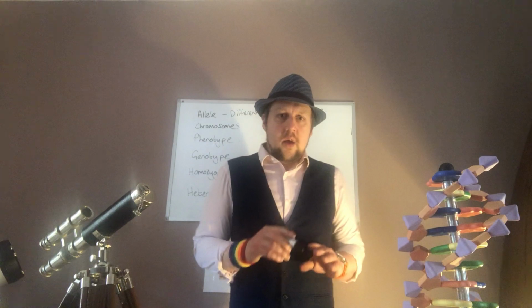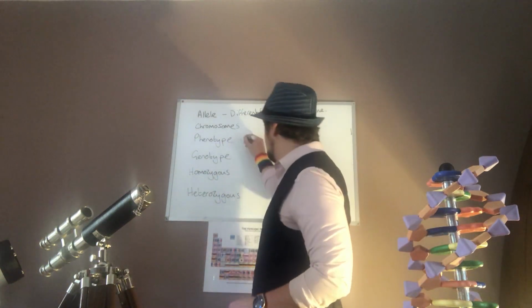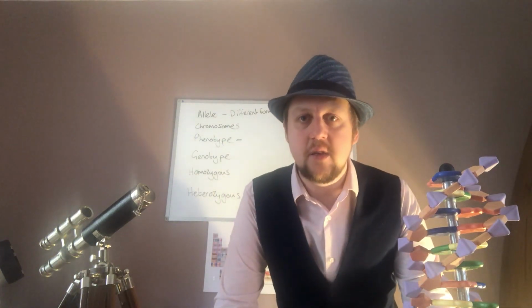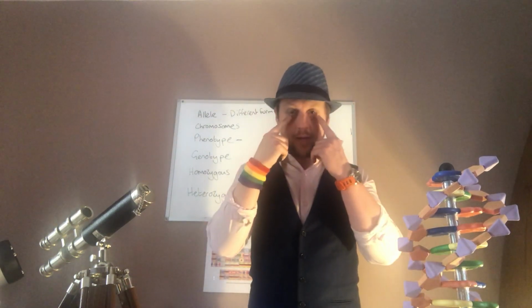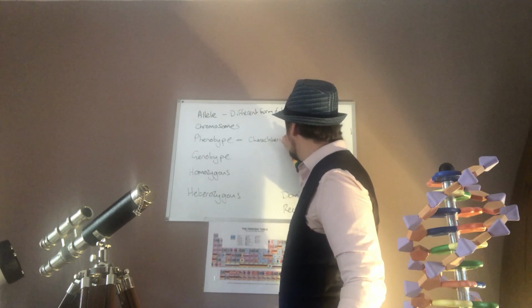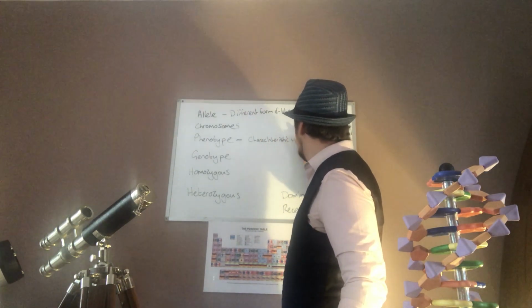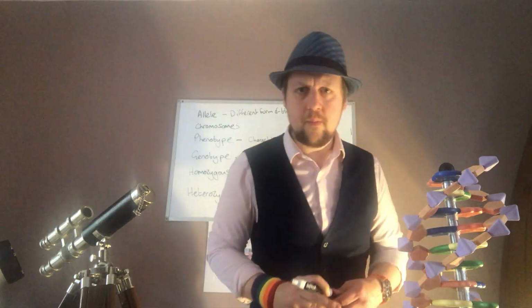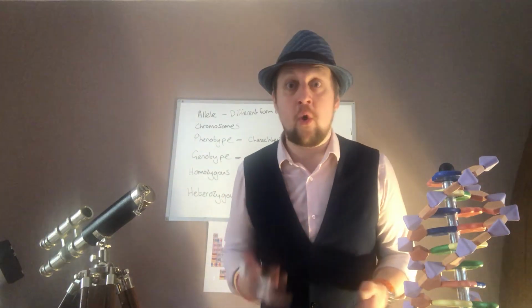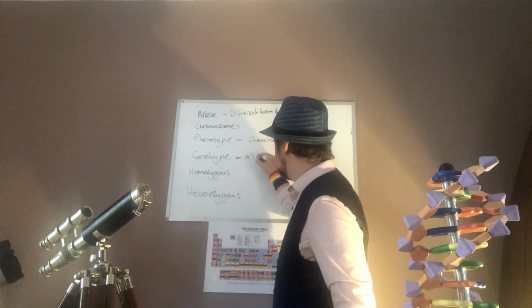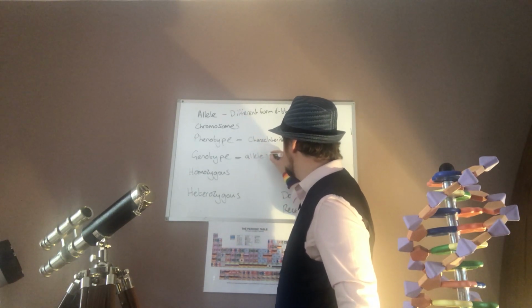Okay, phenotype. What does that mean? Phenotype is the characteristic you see as a result of the genetics. So my phenotype is blue eyes, for instance. So it's the characteristic that you see. The genotype, they're the genes responsible for that characteristic, okay? In this case, I'm going to say alleles. Remember, an allele is just a different form of the same gene.